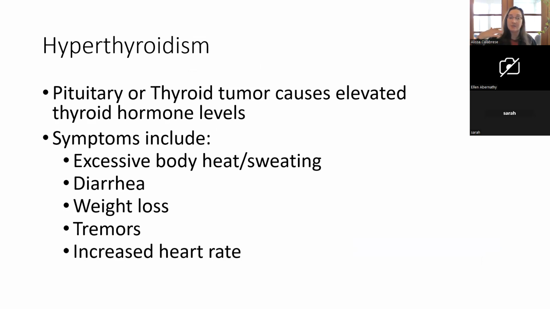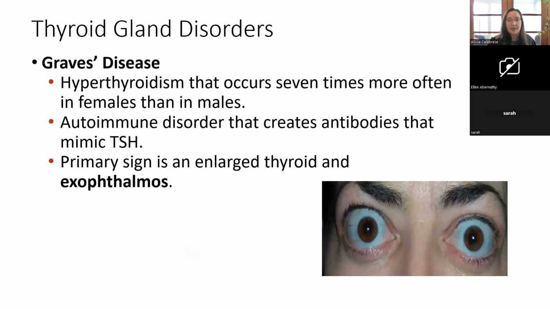Hyperthyroidism is overproduction of those thyroid hormones, which leads to an increased metabolic rate and all of the symptoms associated with that. Graves' disease is an autoimmune version of hyperthyroidism. So it's hyperthyroidism caused by your body's immune system basically creating antibodies that act like thyroid stimulating hormone.